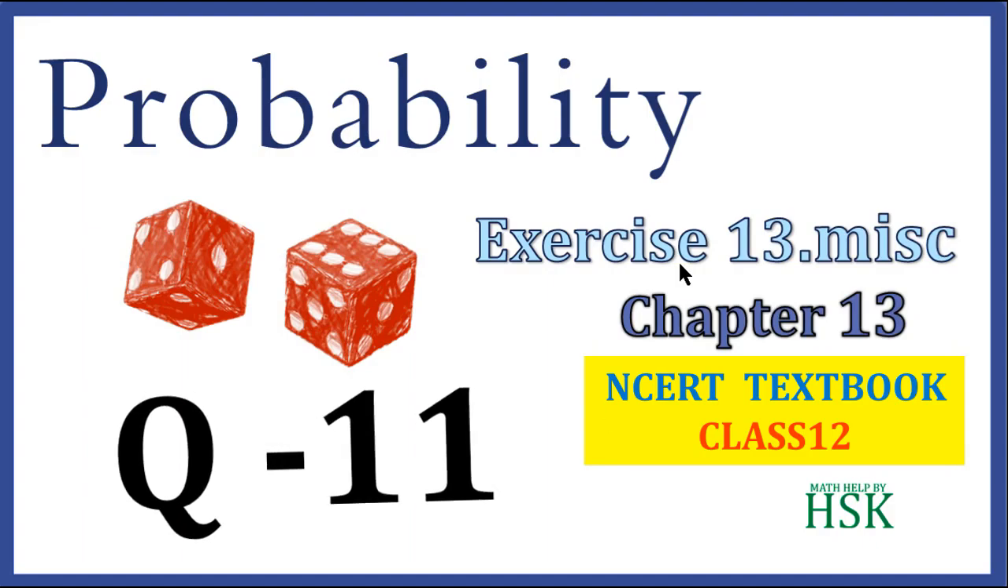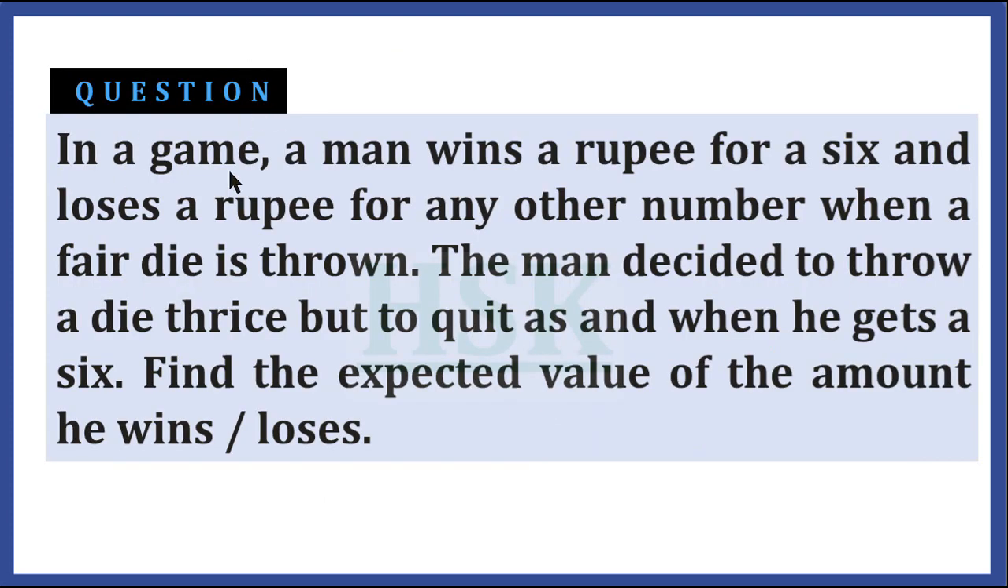This is question number 11 of miscellaneous exercise of chapter 13, that is probability. The question is: in a game, a man wins a rupee for a 6 and loses a rupee for any other number when a fair die is thrown. So the game is like this. A man is throwing a fair die. If he gets a 6, he wins a rupee, and if he does not get a 6, he is going to lose a rupee.